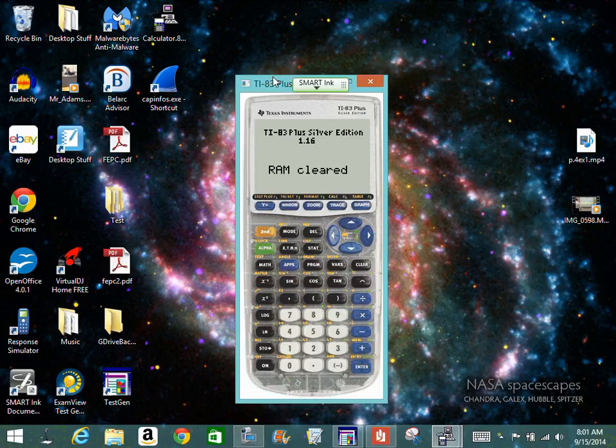Example number 1. They give us an equation and ask us to solve by finding the x-intercepts. The equation is set equal to 0: 2x squared minus 3x minus 2. We need to figure out when that expression equals 0. So what you can do is plug in the equation.